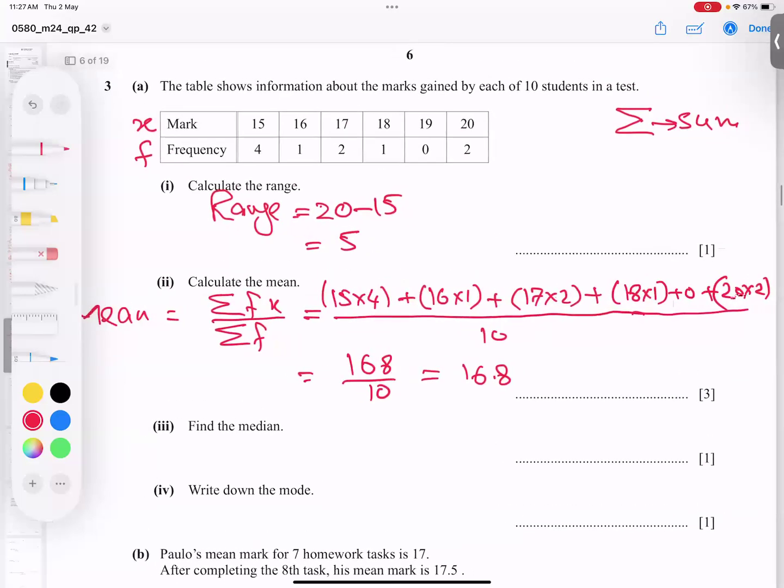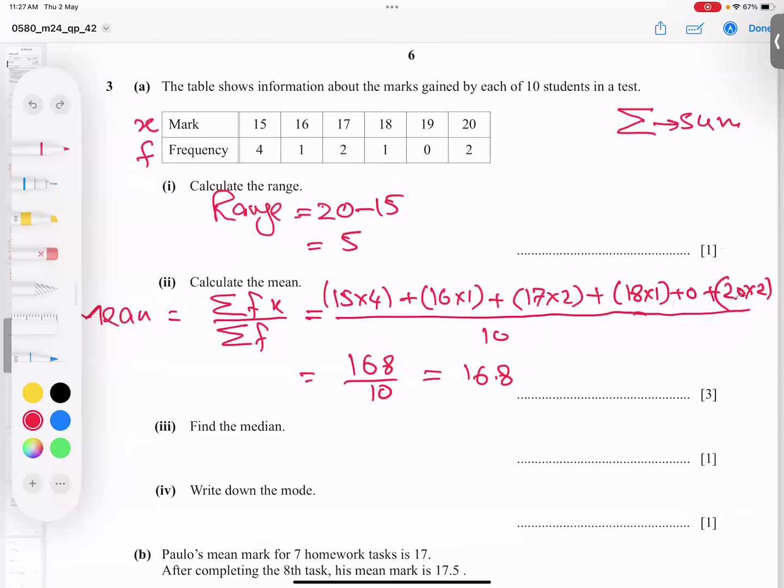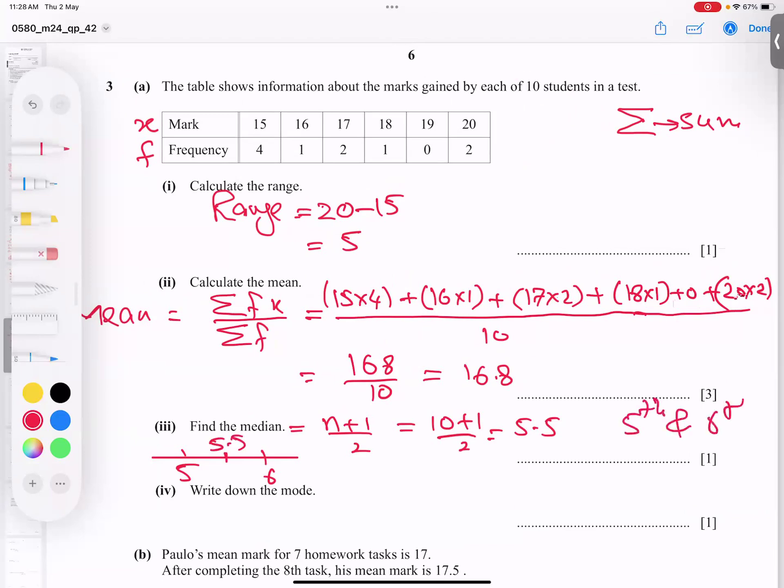Median. We have a special formula for median. What is the median formula? We have n plus 1 divided by 2. What is n? Total frequency, 10. So I got 10 plus 1 divided by 2, which is 5.5. And actually 5.5, students, means the middle of the fifth term and sixth term. So I'm looking for the fifth term and sixth term.